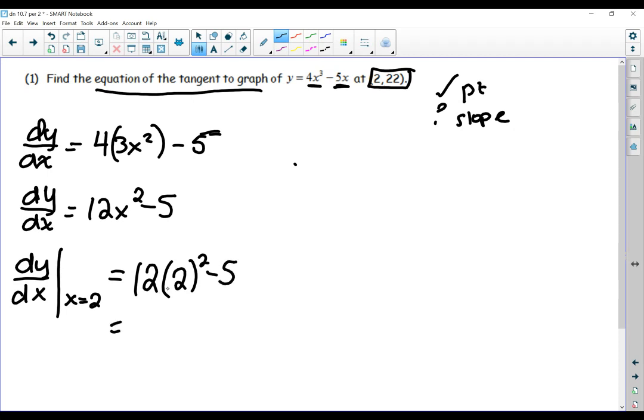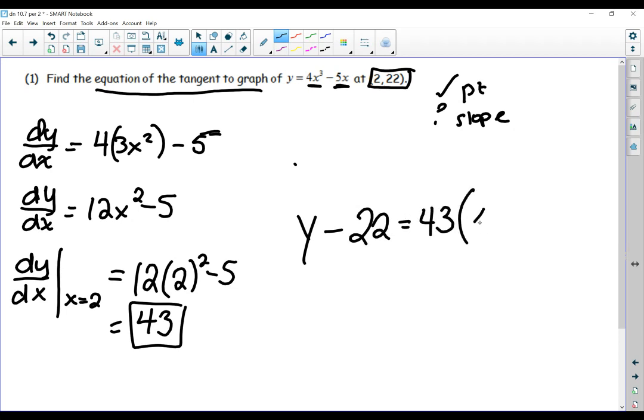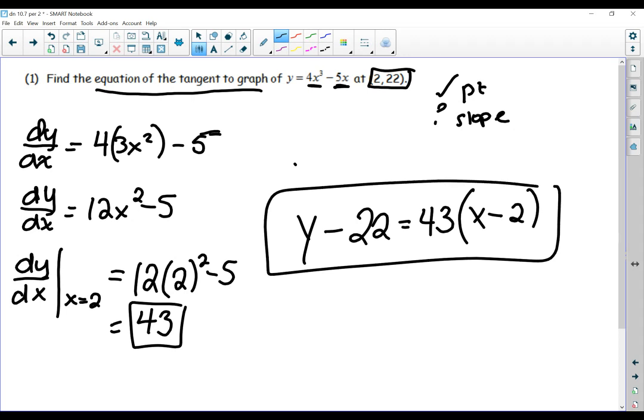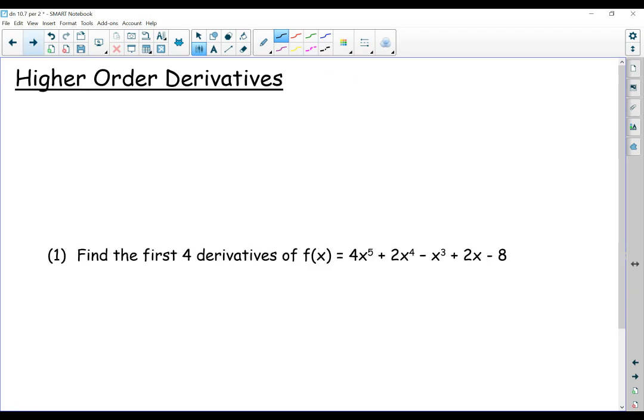So we end up getting 4 times 12 is 48, minus 5 is 43. There's my slope. So now I can write my line. y minus 22 equals 43 times x minus 2. And then I'm done. I could also ask you for the normal line, you know, that line that still exists that we haven't talked about in a while, but there's your tangent line. Okay, a couple more and then we'll be done.